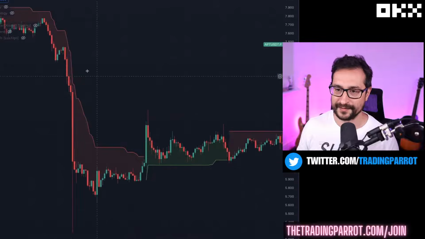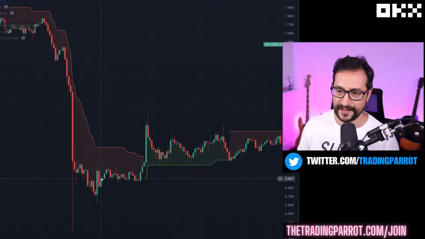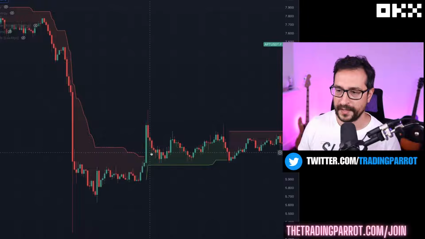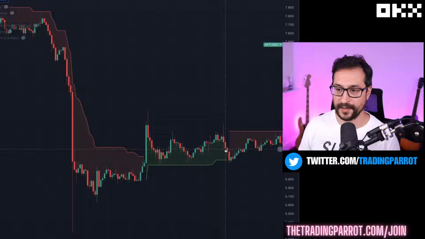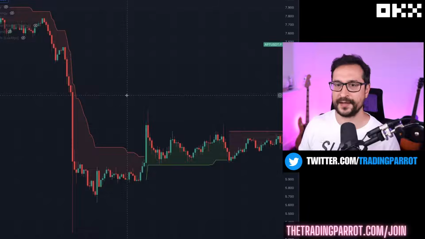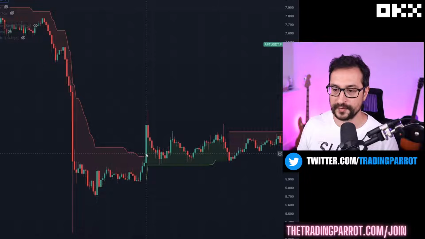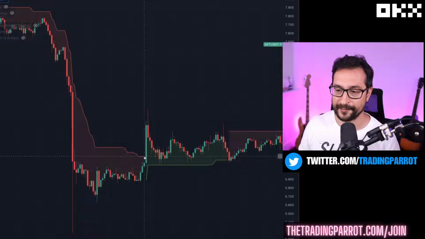If the past 10 candles were very volatile, then the line is going to distance itself from the price more. And if the price starts going sideways, then the line is going to start getting closer and closer to the price. What triggers a trend change in the Supertrend? Very simple. When the price closes on the other side of the line, in this case, we're closing above the red line, we're flipping into an uptrend.